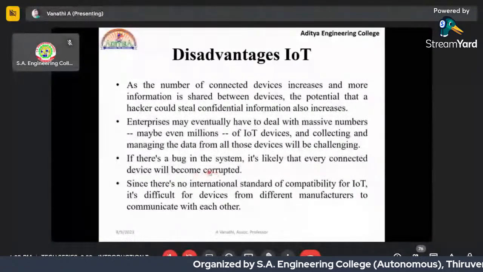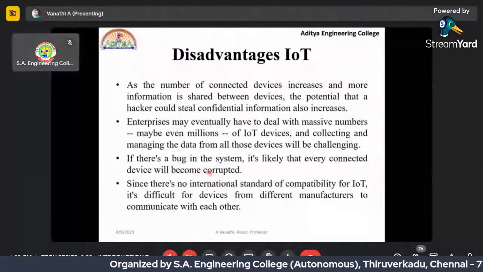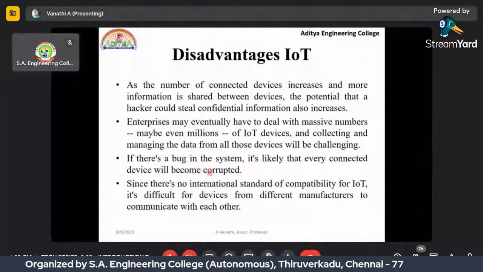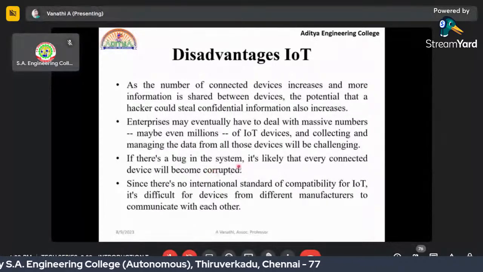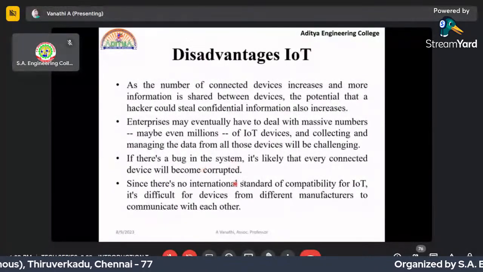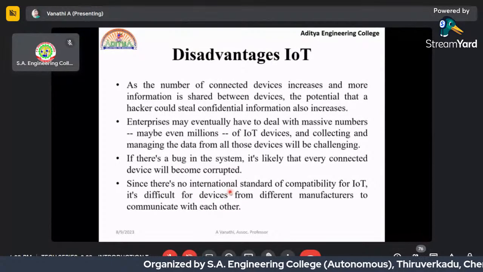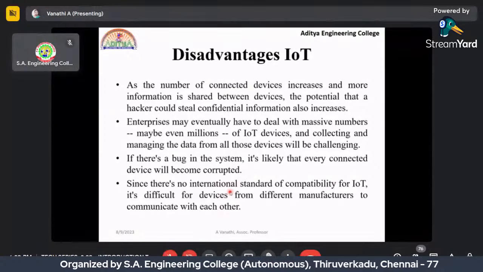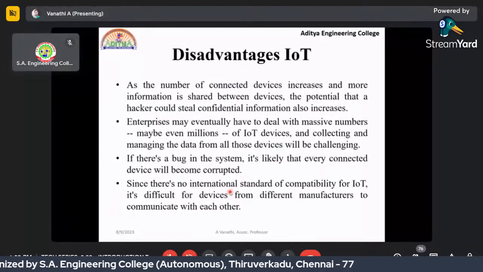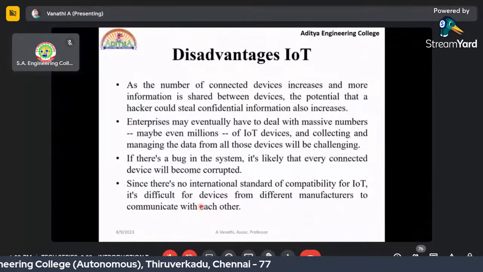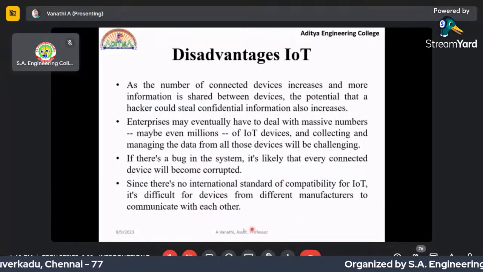If someone wants to hack it, they can simply get hold of one device and make it work with an abnormal range, so the entire system collapses. This is the main threat in the Internet of Things. And there is still no international standard for compatibility. It is a real challenge, and many researchers are still working to improve the standardization of IoT. So in the present condition, it is a disadvantage.